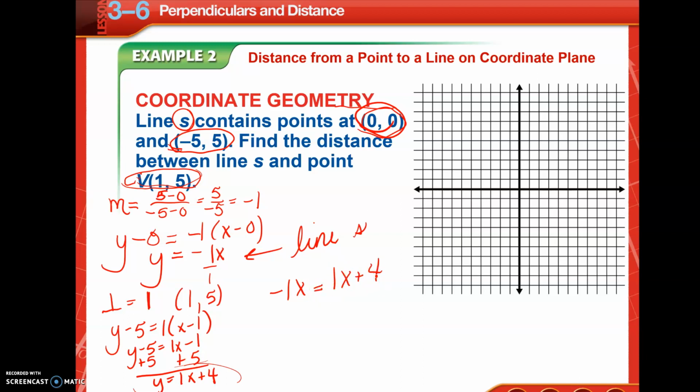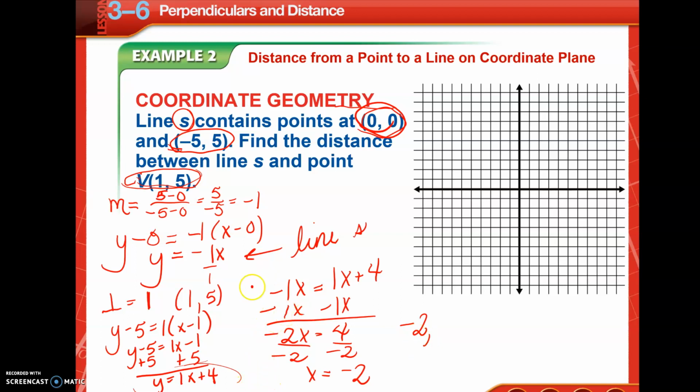So when the y's are equal, the x's are going to be equal. And I'm going to subtract the 1x over. I'm going to solve for x. So negative 2x equals 4. Divide by negative 2. X equals negative 2. And so where they cross is at x equals negative 2.